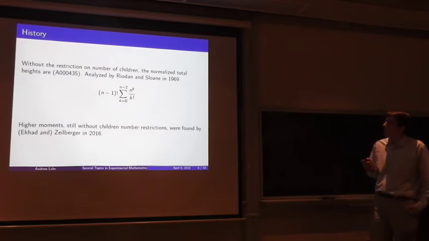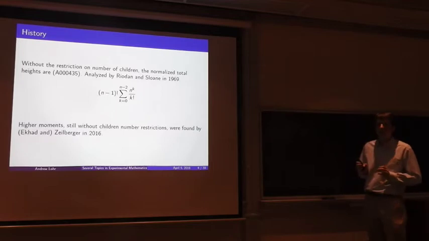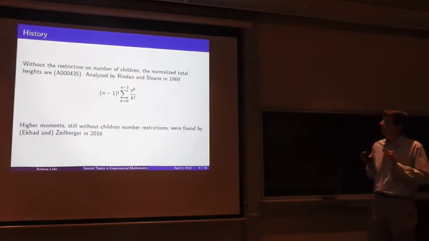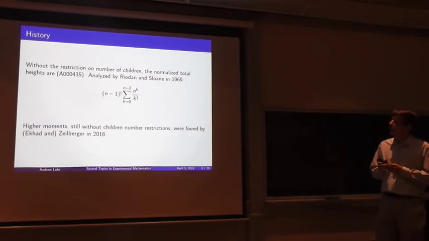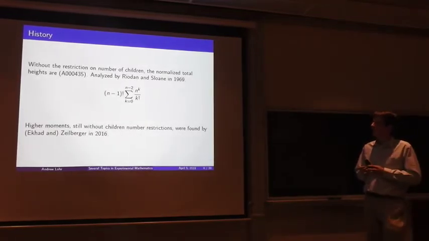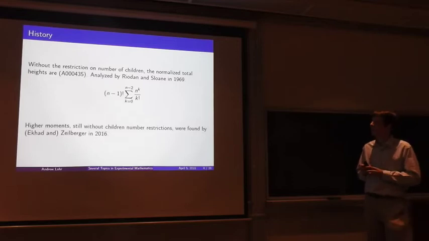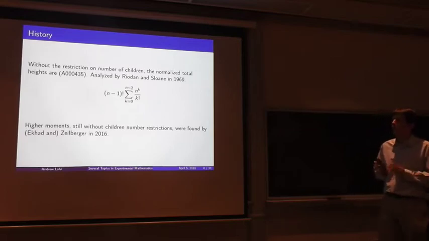So if we drop that restriction that we only have certain allowed numbers of children, we're going to try and analyze this distribution through moments. The first moment was figured out by Riordan and Sloane. It's one of the very early A numbers in the OEIS. It has this nice expression. Asymptotically, it's n to the 3 halves times 2 root pi.